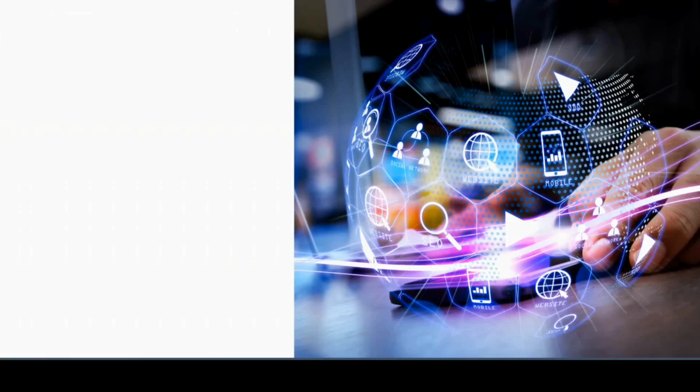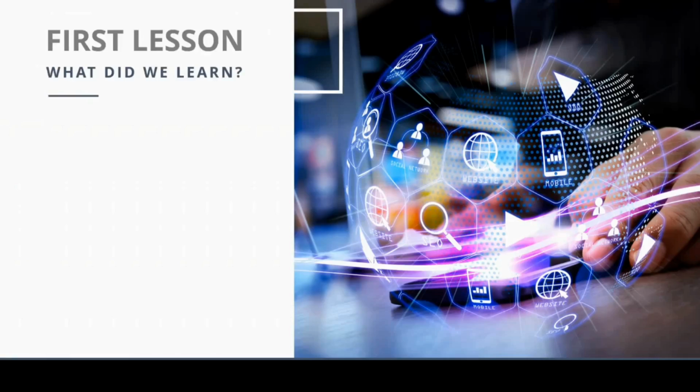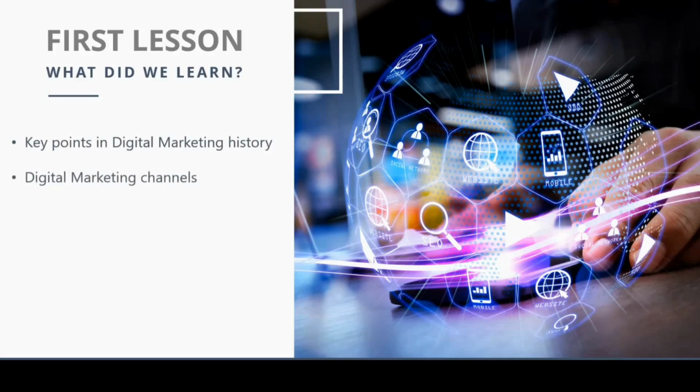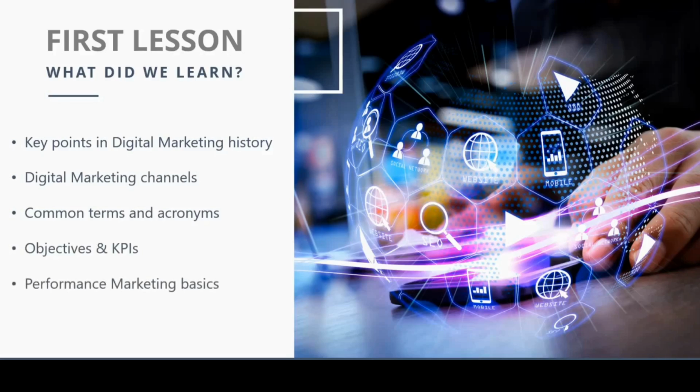If we recap this lesson, which was quite full of information, I hope you're all still with me and feeling okay and good and positive about the course. First lesson, what we learned was key points in digital marketing history, so you can get a better understanding of where we are going with this course. Then digital marketing channels, the top ones I have to add, common terms and acronyms for the first module, and then objectives and KPIs, an introduction to that, plus performance marketing basics.